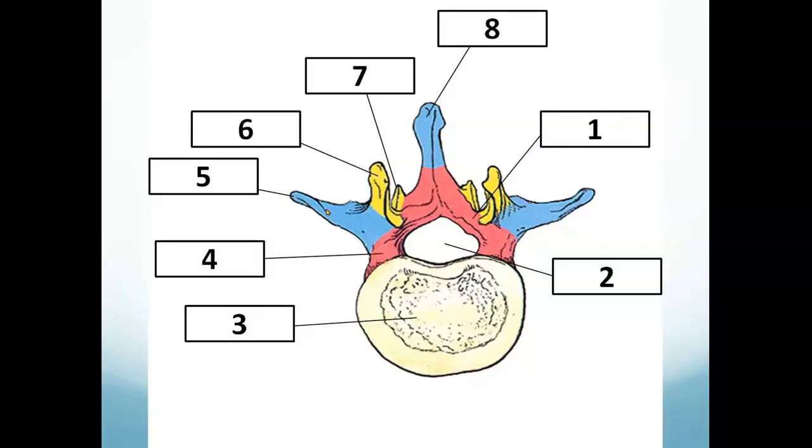Number five. Transverse process. Transverse. Number six would be if this process was jutting upward.